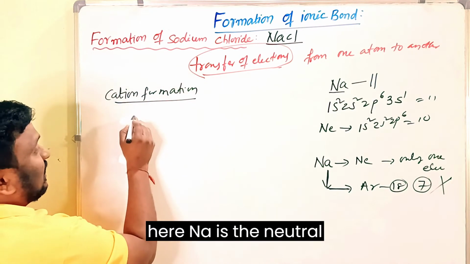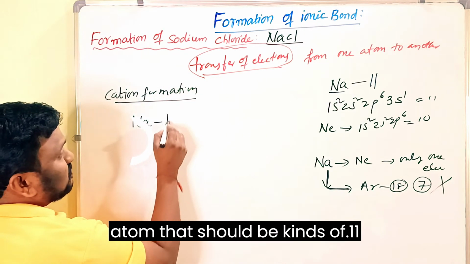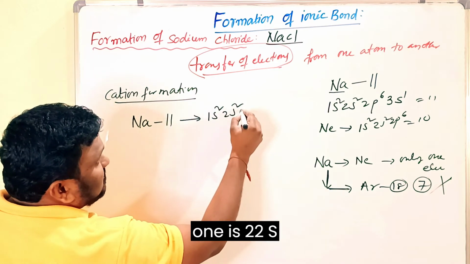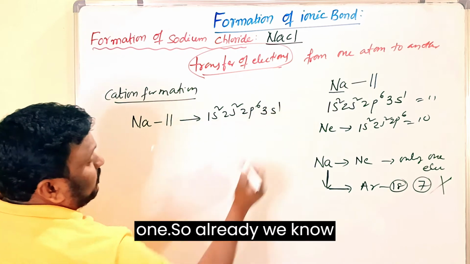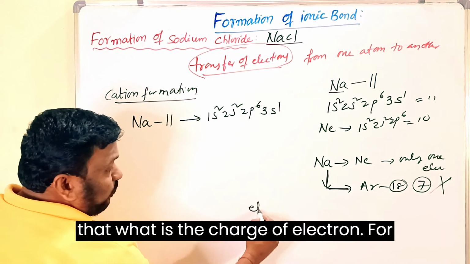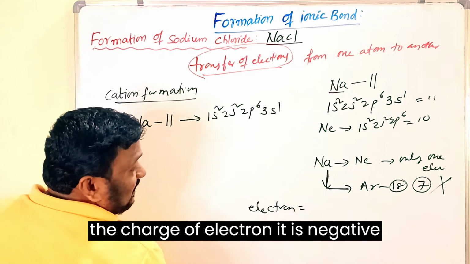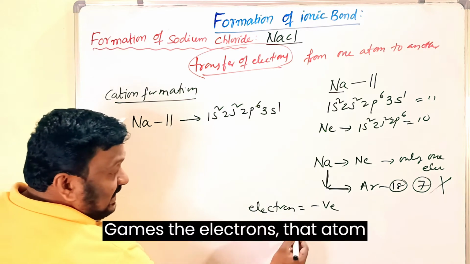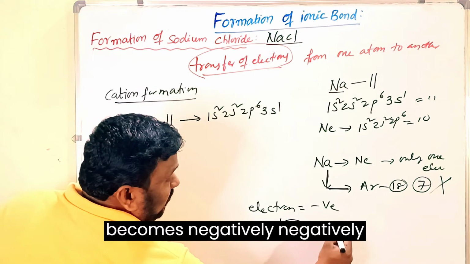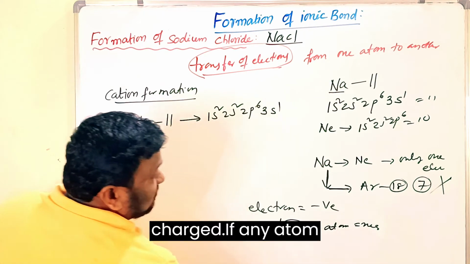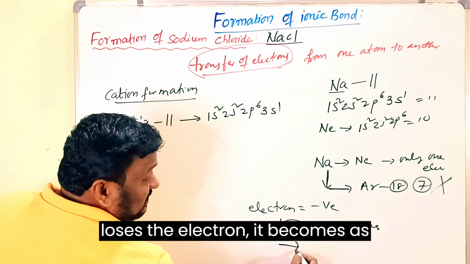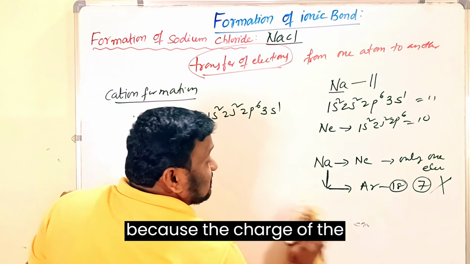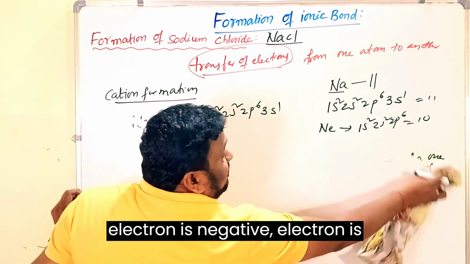So Na, the neutral atom, consists of 11 electrons. Its configuration, children, is 1s2, 2s2, 2p6, 3s1. We already know the charge of the electron. What is the charge of the electron? It is negative. If any atom gains electrons, that atom becomes negatively charged. If any atom loses an electron, it becomes a positively charged ion.